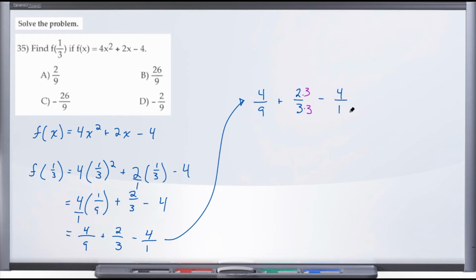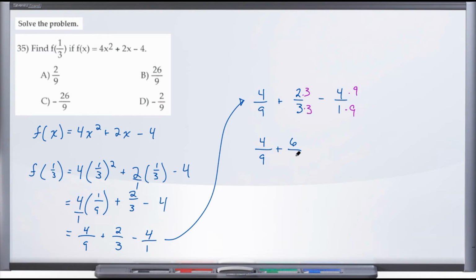So what do we have to multiply 1 by to get 9? Well, 9. And whatever we do to the bottom, we have to do to the top. So let's go ahead and rewrite this now and simplify what we've done. So we have 4 over 9, that didn't change, plus 2 times 3, well, that gives us 6.